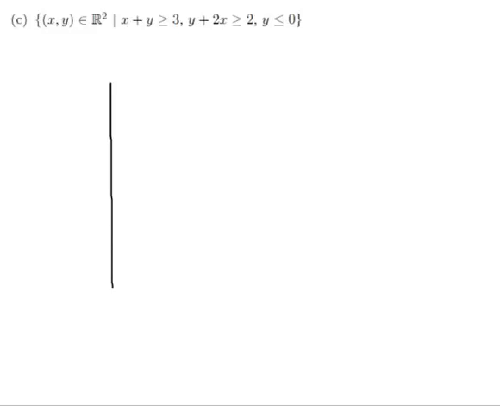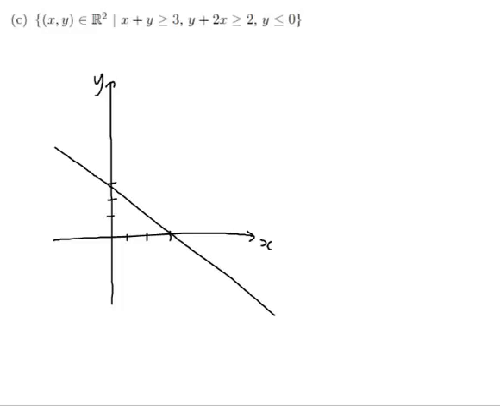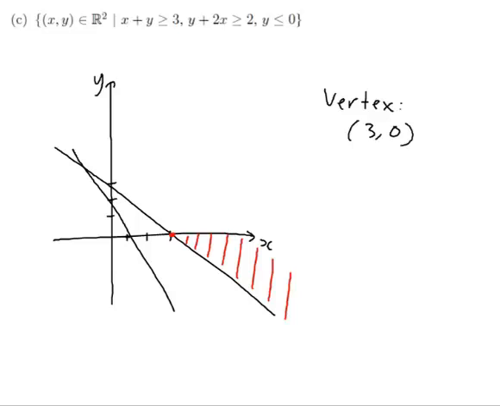So y, x, 1, 2, 3, 1, 2, 3. We had this line, we had this line, and the bit we wanted was this bit down here. Still unbounded, but this time only one vertex. So the vertex is 3, 0.